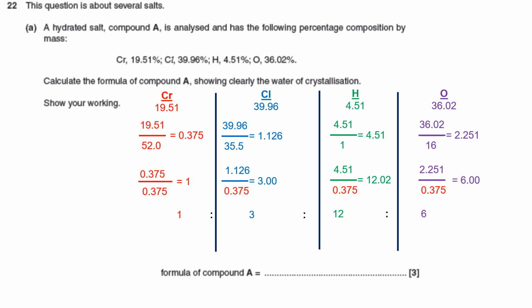But remember, we need to put it in the format dot something H2O. Okay, so if I've got 6 oxygens and 12 hydrogens, that must mean I've got 6 waters. Okay, that would give me 12 hydrogens and 6 oxygens. So that's why it's CrCl3 and then 6 H2O.